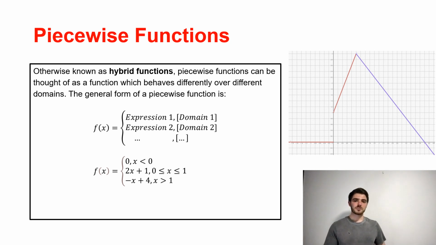Alternatively, the domain could have been expressed using rounded or square brackets, where the rounded brackets mean that the value is excluded from the interval, whereas the square brackets represent that it is included in the domain. And that brings us to the end of Functions and Relations Fundamentals.